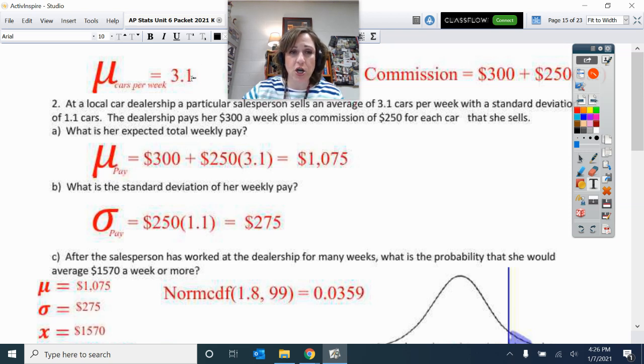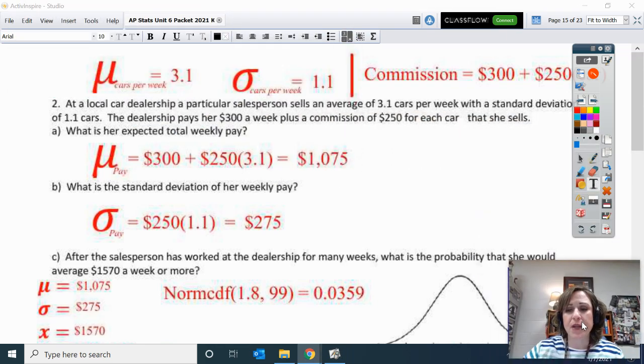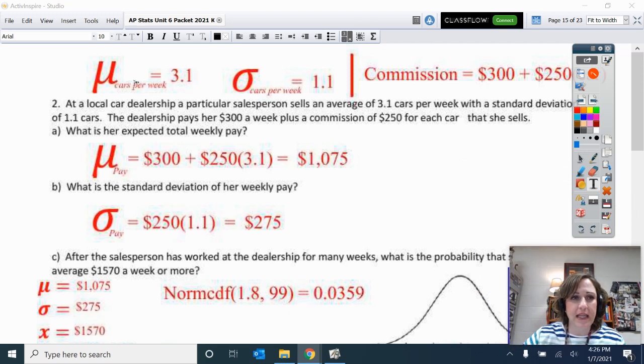Here we had a local car dealership. The mean number of cars was 3.1. And let's see here. Let me move this out of the way. Okay, so the facts they gave me were that the mean cars is 3.1 with a standard deviation of 1.1. That's the cars sold in the week. And then they gave me the commission function for transforming. So we're going to transform from cars into commission money.